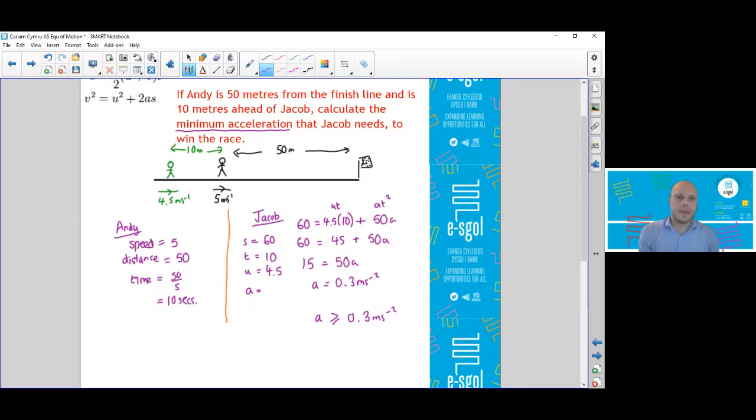So if you've got a question where there's two things going on, you often get cars and buses. Really important you split your page in half. If you need to do a little diagram to get your head around what's going on, do that. But split your page in half, write down what you know and work from there. And remember, if you haven't got 3 things, you can't use SUVAT.